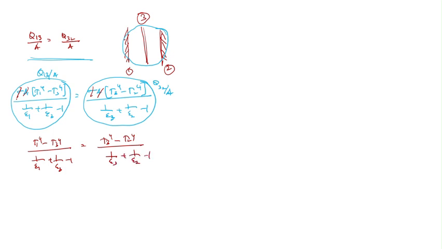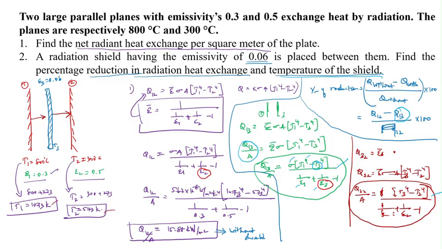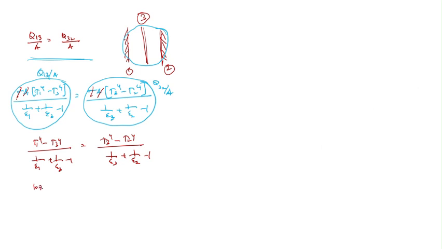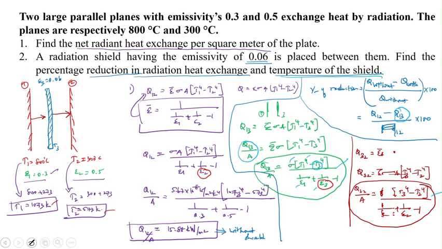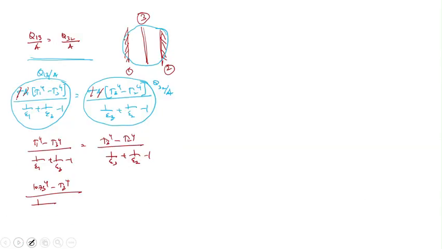So we substitute the values here. We already know T1 is equal to 1073, and T2 is equal to 573. So 1073 to the power of 4 minus T3 to the power of 4 divided by 1 by epsilon 1. Here epsilon 1 is equal to 0.3 and epsilon 2 is 0.5. Then epsilon 3 is equal to 0.06. So 1 divided by 0.3 plus 1 divided by 0.06 minus 1.